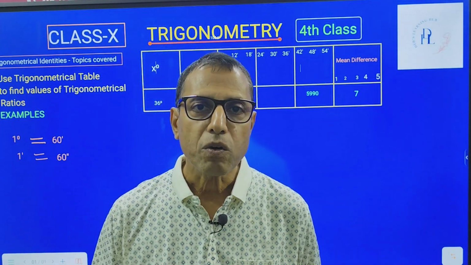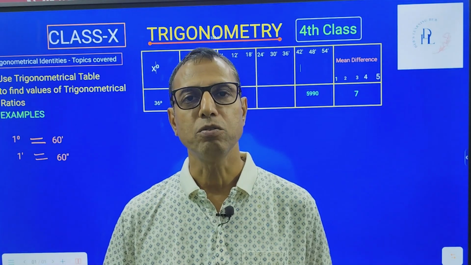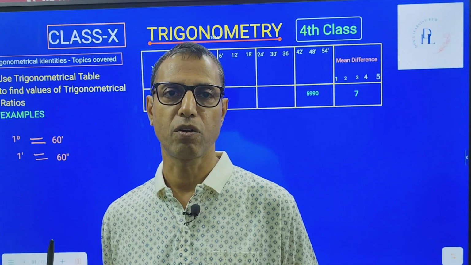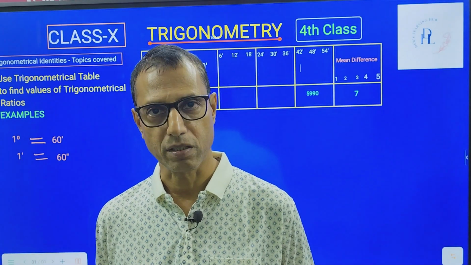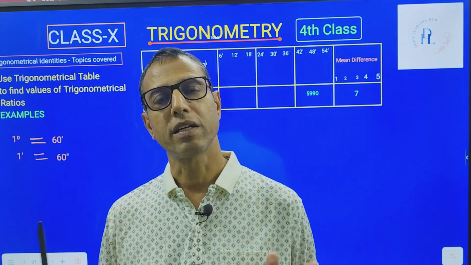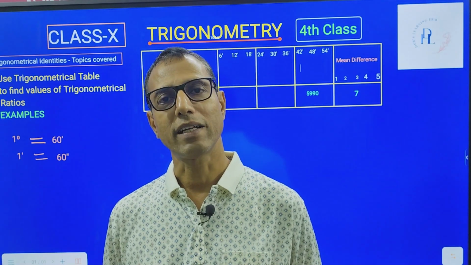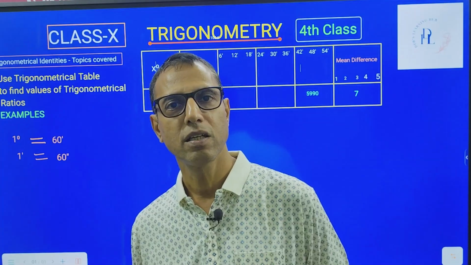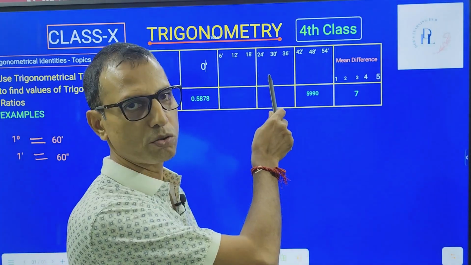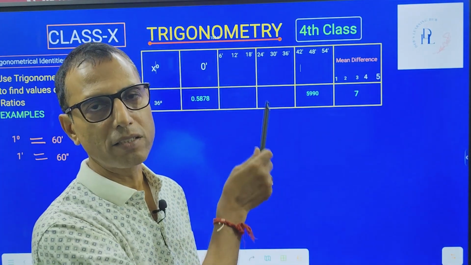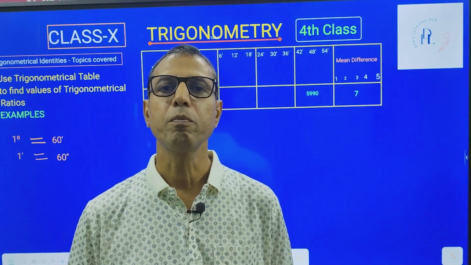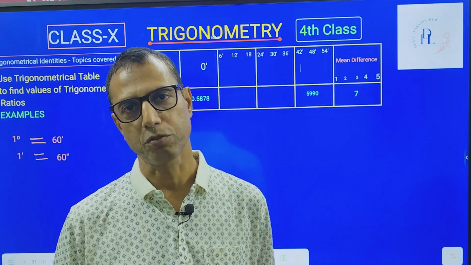But if you want to find the values for any angle beyond 0, 30, 45, 60 and 90, what is going to happen? It is not possible to give every value in the table. So there is a certain mechanism you need to follow, and that is what we are going to learn in this class along with a couple of examples. I will cover the chapter entirely, including exercises, within a total of 5 videos. If you go through these 5 videos, I hope this chapter will be 100% clear to you.